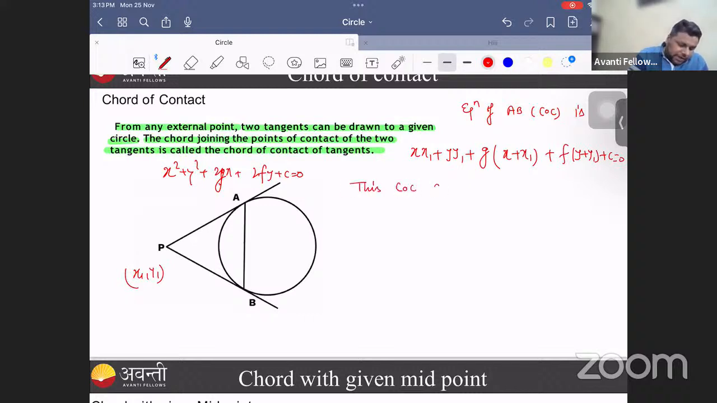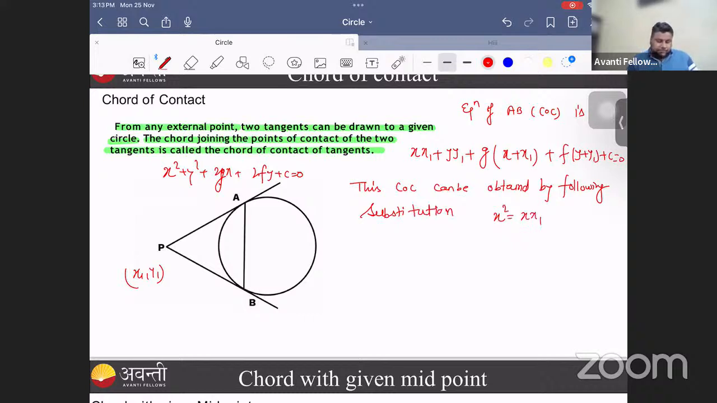So this chord of contact can be obtained by the following substitution. Replace x square by xx1. Replace y square by yy1. Replace x by (x plus x1) by 2. Replace y by (y plus y1) by 2 and keep the constant as it is.